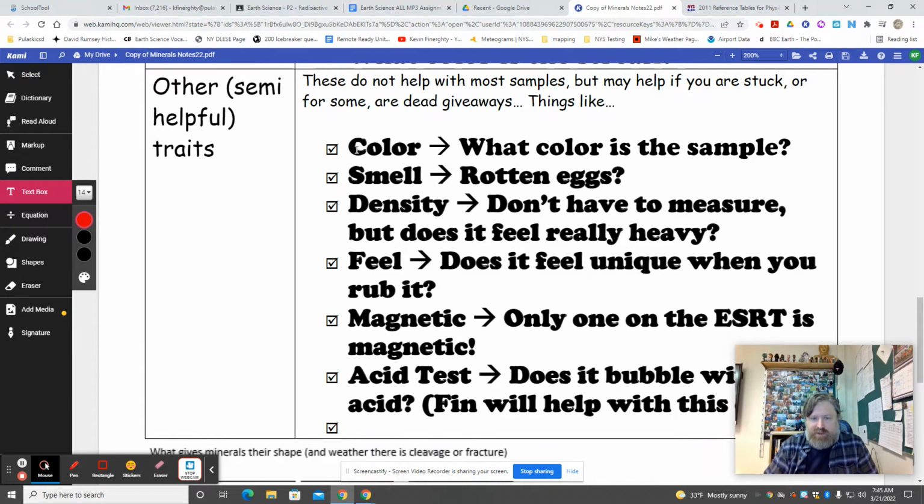Like these are maybe the ones that can tip it between two, or maybe it's a dead giveaway right from the beginning, but it's not really a test you would do right at the beginning. Color is not super useful. There's lots of minerals that are white and gray, or some minerals like quartz that can have multiple different colors, so the color doesn't help at all. But maybe you got it.